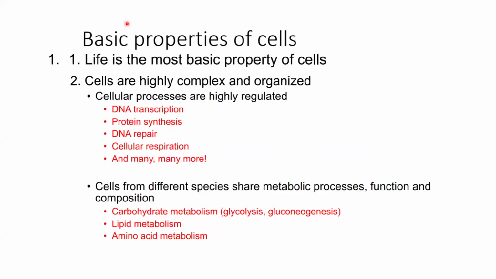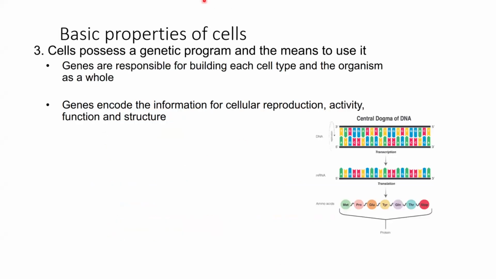And just to quickly review, again, there's no real strict definition of life. Life is largely a property. Okay. And here are the basic properties outlined, in order. Life is the most basic property of cells. They're highly complex and organized. Again, you have this order aspect of life. And then cells possess a genetic program and the means to use it. And as mentioned, genes encode the information for cellular reproduction, activity, function, and structure.